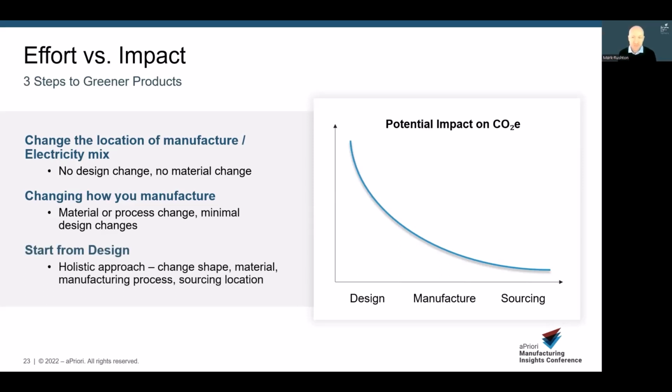If we start from design and take a holistic approach, we can change a lot more. We can change the shape, we can change the material, we can change the manufacturing process, and we can consider changing the sourcing location, all based on what's going to give us the best result. So that's really where we're going to have the most potential for reduction.